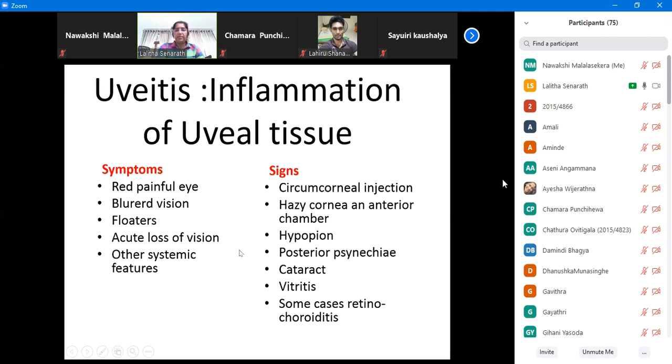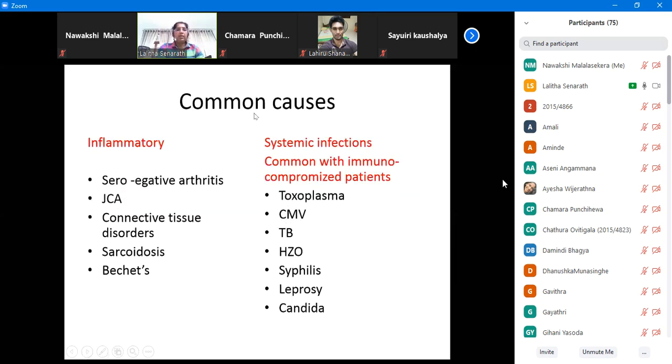Then it can develop cataract, because any metabolic insult or inflammatory insult in the anterior chamber can produce cataract. And in the posterior choroid, the ciliary body and the pars plana inflammation, you may produce vitritis, an inflammatory reaction within the vitreous body. And then later they may cause retinochoroiditis. The choroid gets inflamed and it may spread into the retina. Those are the pathophysiology of uveitis.